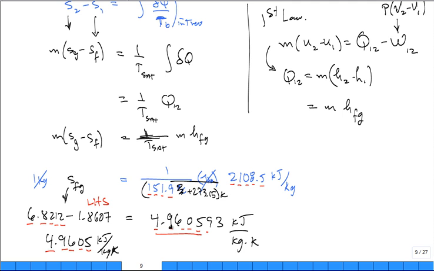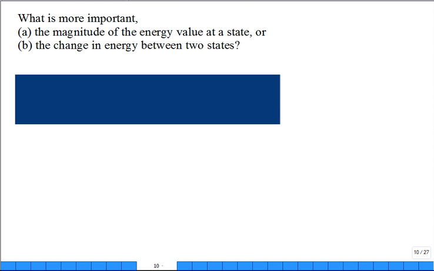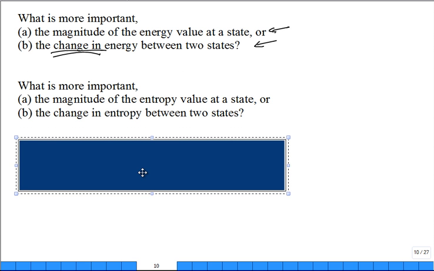Thank you. All right. What is more important: the magnitude of the energy value at a particular state, or the change in the energy between two states? It's always the change in energy. It's not really the magnitude of internal energy, because that depends on the datum point. Guess what's also true for entropy? Entropy values by themselves depend on that datum point, where you started the measurement, and the change in entropy is the important quantity.